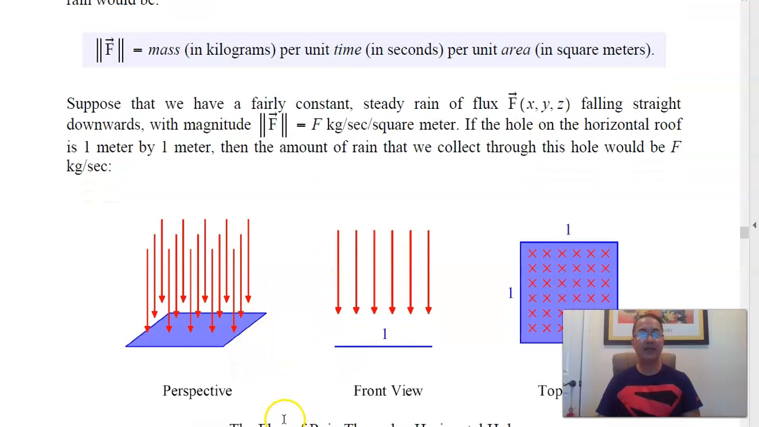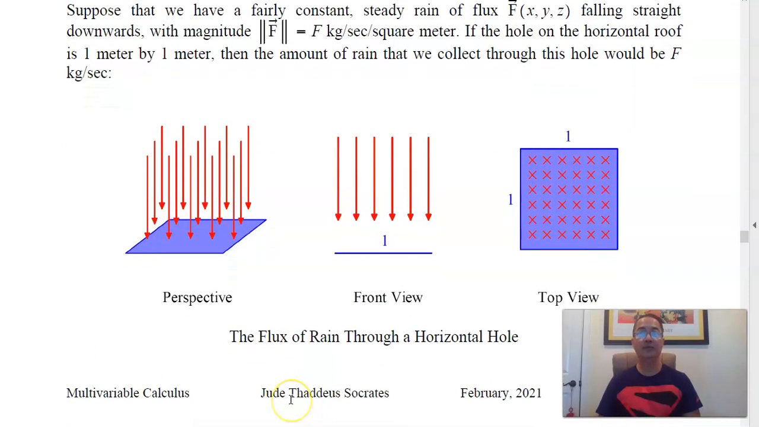So let's say we have a flat roof. Let's say you have an ordinary building, like maybe a mini mall, which has a flat top, and someone left a hole in the roof. So water is going to flow through that hole, and it's going to make a mess inside that building.